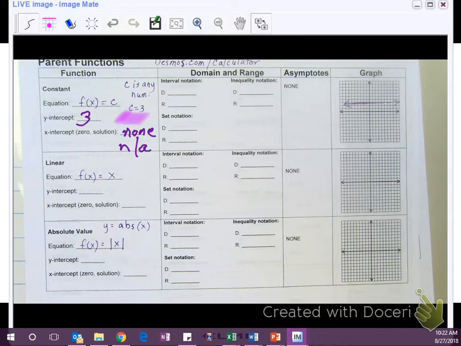Now, the domain represents all of the x's that are being used with this graph. So if I'm looking at all the places where this graph exists, and if I shaded everywhere the graph exists, it's going to go from left to right forever, right? So what will be the domain of this function? Negative infinity and positive infinity? Yes. So in interval notation, that's from negative infinity to positive infinity.